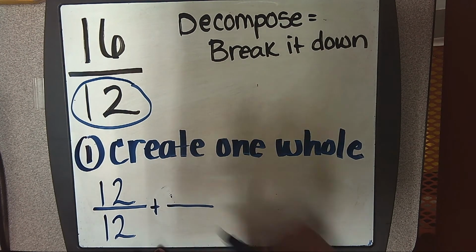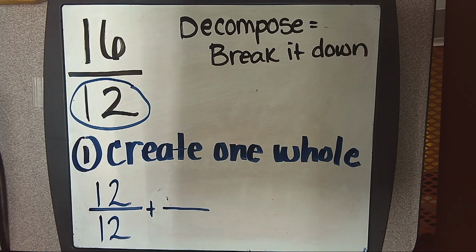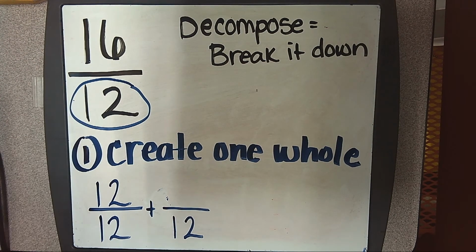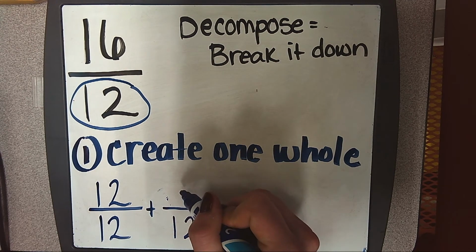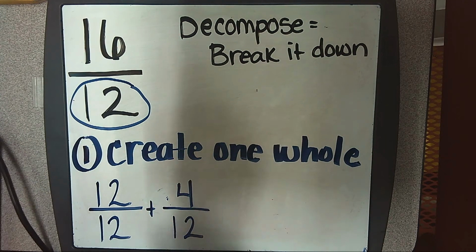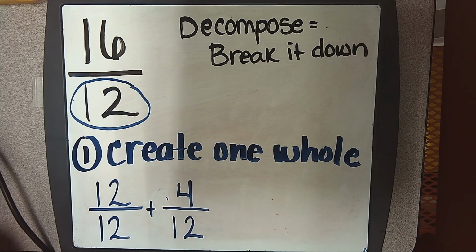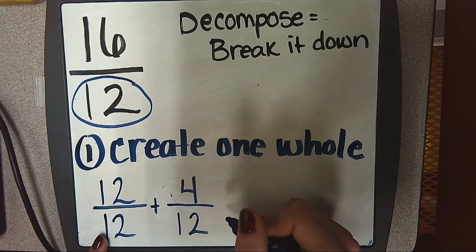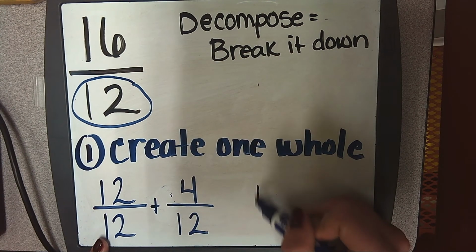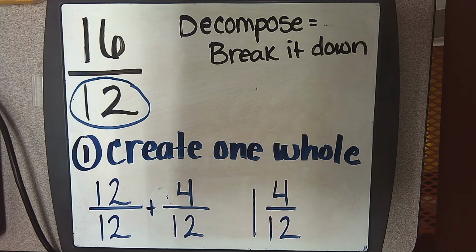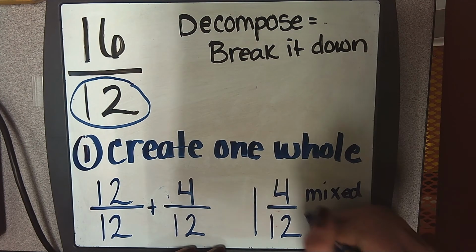what can I add to 12/12 in order to have 16/12 of my fraction? I know that 12 has to be the denominator because our denominator is a 12. It needs to remain 12. How many 12ths could I add to 12/12 to give me 16/12? Well, 12 plus 4 is 16. So I know that 12/12 plus 4/12 would give me 16/12. Now I take my 12/12, which is the whole number of 1, and I stick my leftover fraction part next to it to create my mixed number. So 16/12 is equivalent to 1 4/12, and this is now a mixed number.